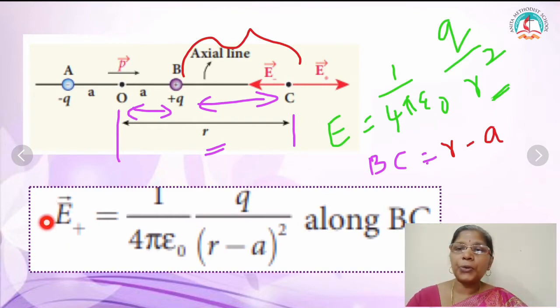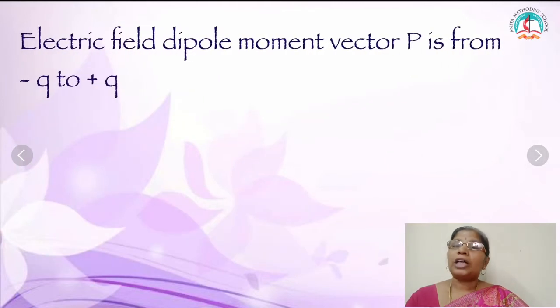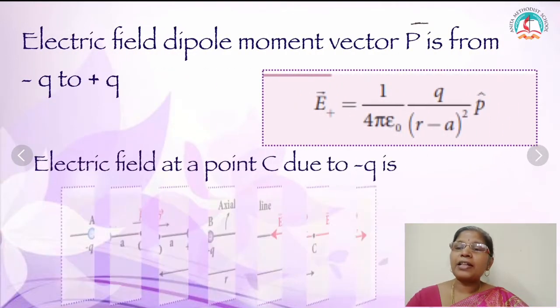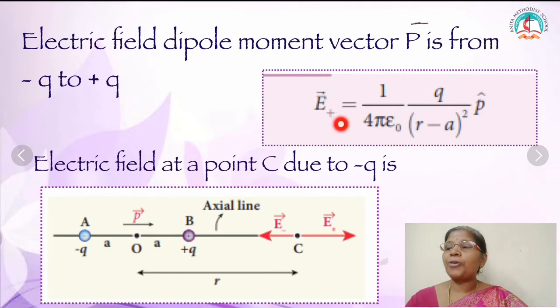So the electric field due to the positive charge is E plus equal to 1 divided by 4 pi epsilon 0 times Q divided by (r minus a) the whole square. Along which direction is it calculated? It is calculated in the BC direction. This is E plus. Now, how is the dipole moment calculated? From minus Q to plus Q. Now this value is multiplied by the unit vector. What is a unit vector? A unit vector means the magnitude is equal to 1.